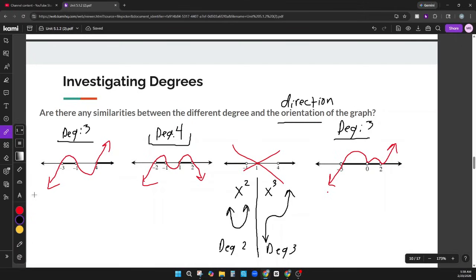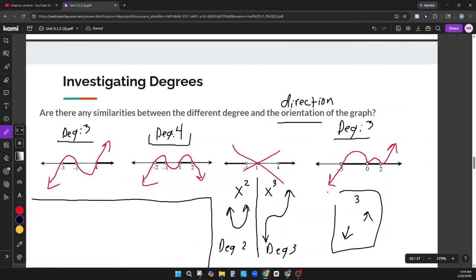But what I wanted the conclusion to be is that all our degree 3 graphs started in one direction and ended in the other direction. This was what happened with all our degree 3s. We started down and then went up. I think that's true for all of them. Started down, ended up, started going down, we ended going up, started going down, and ended going up.